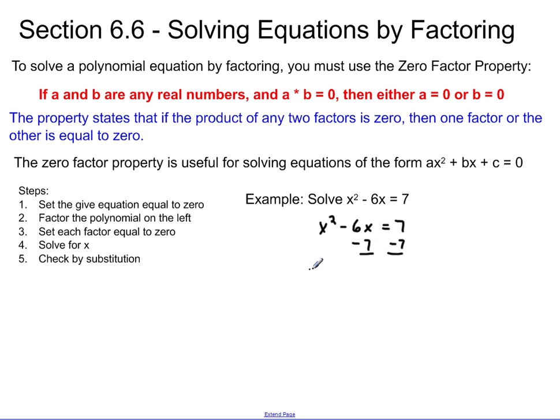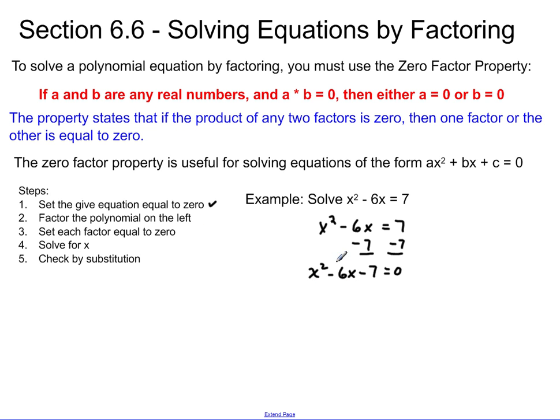So I'm going to get x squared minus 6x minus 7 is equal to 0. Once I've got that, I have my equation equal to 0. We're going to factor the polynomial on the left.